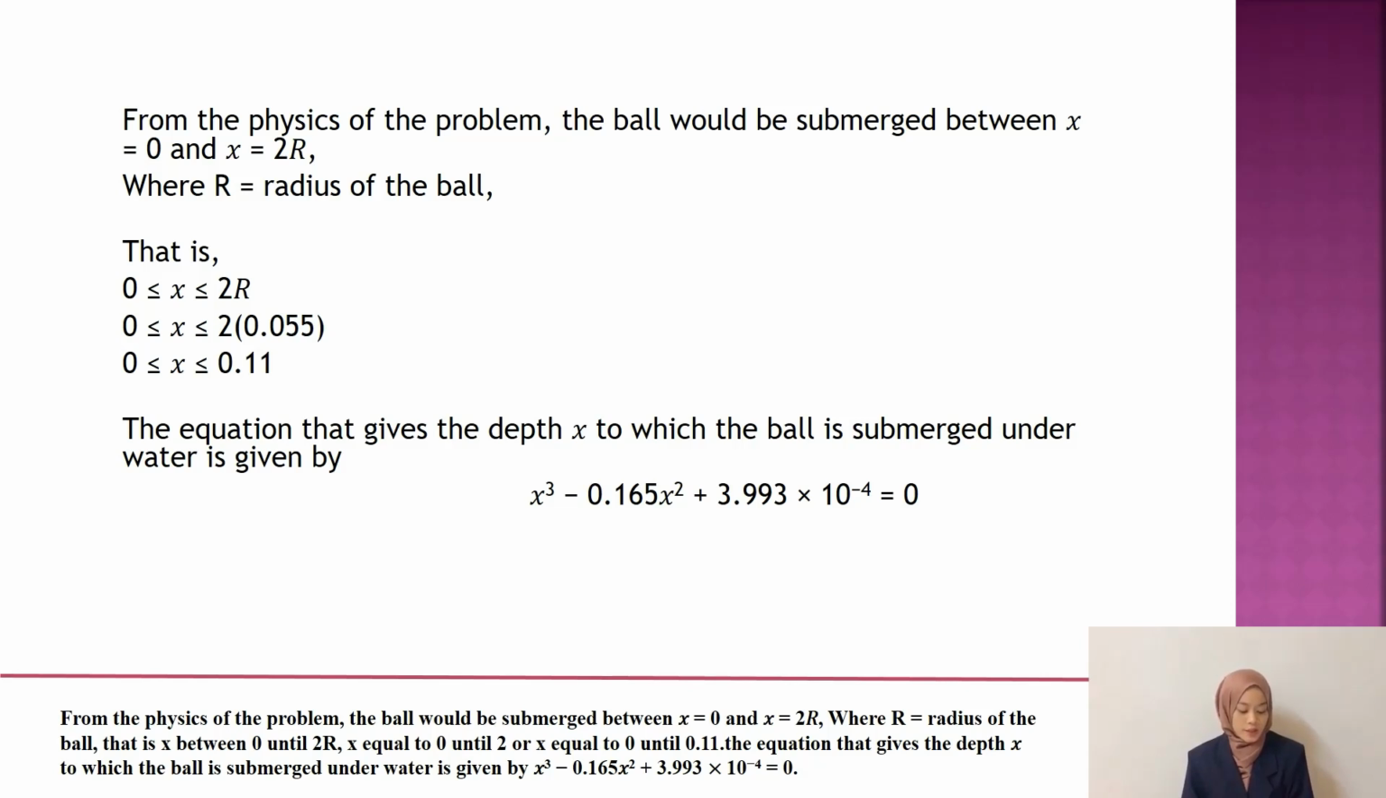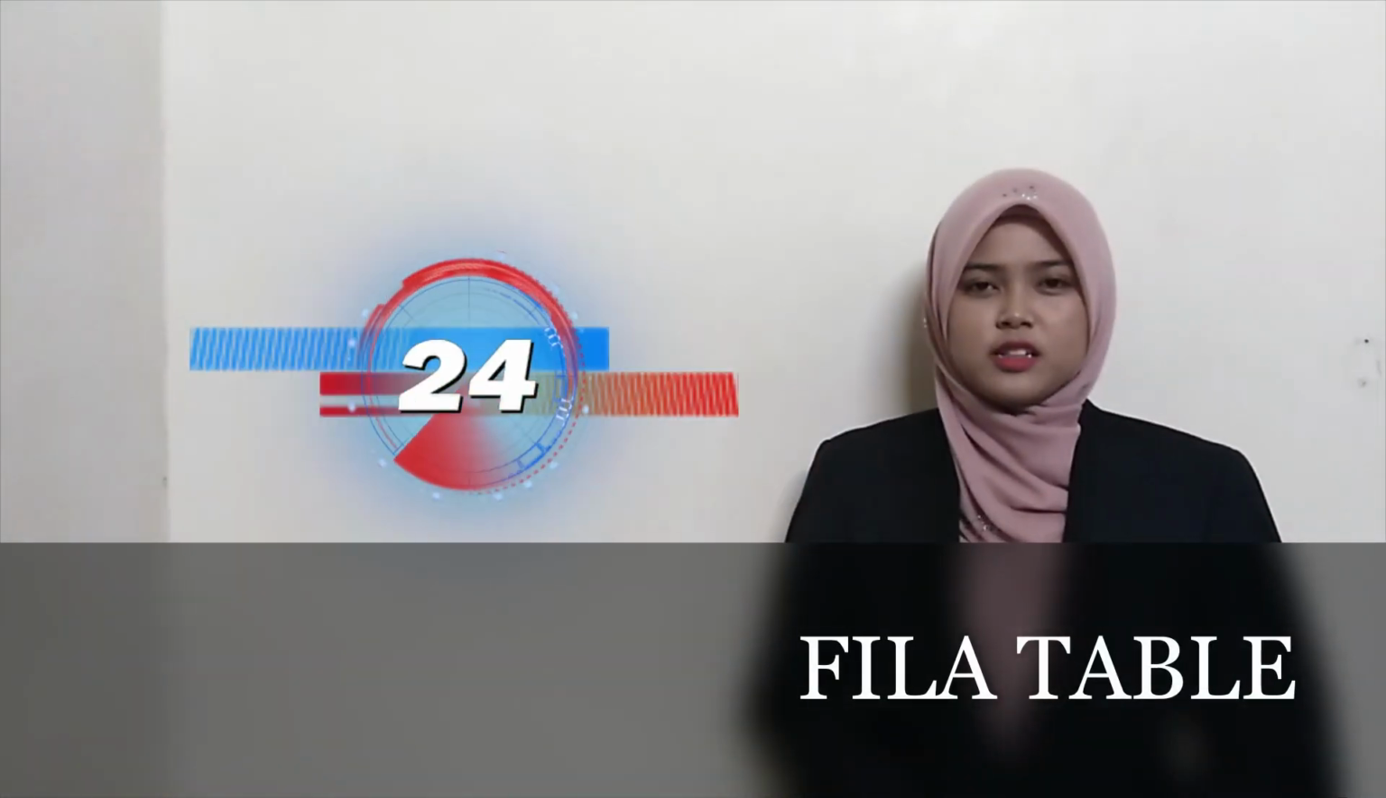The equation that gives the depth of the submerged ball underwater is x cubed minus 0.165 x squared plus 3.99 times 10 to the power of negative 4 equal to 0. Next, we will continue with the Villa table. My name is Siti Awanis binti Yusoff, AF180110. I will present the Villa table for this project.